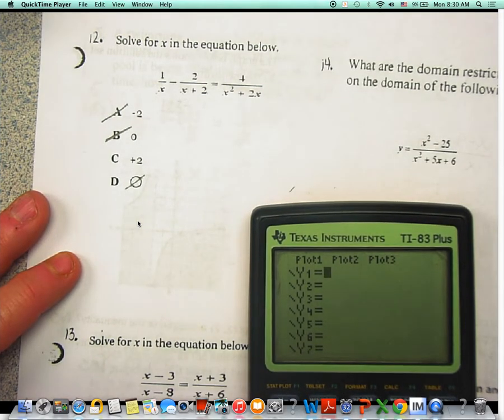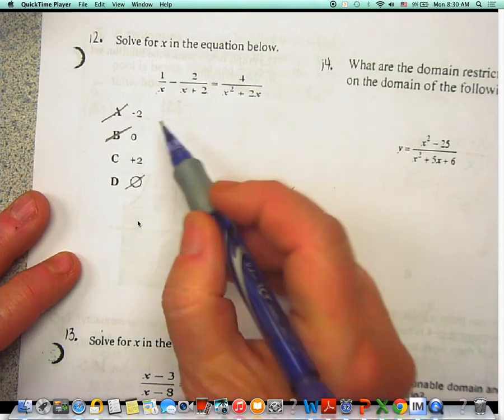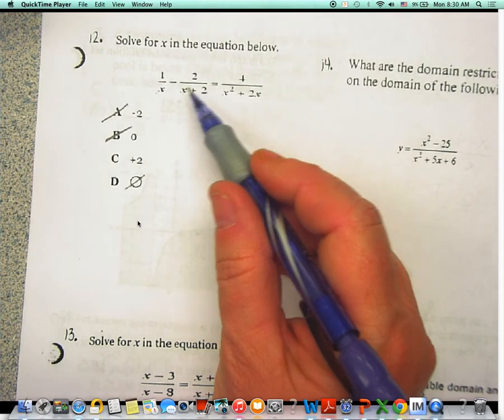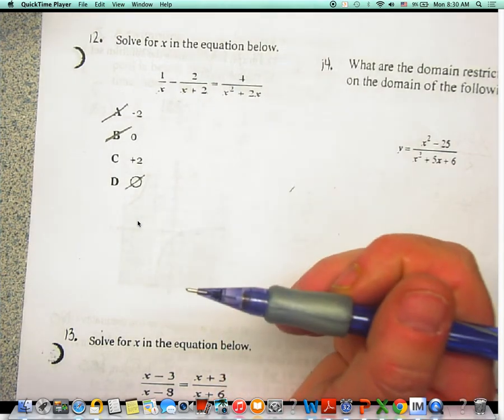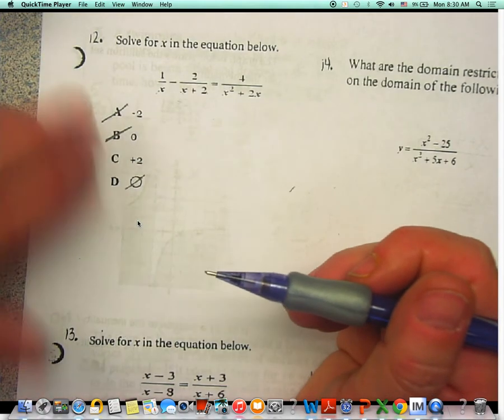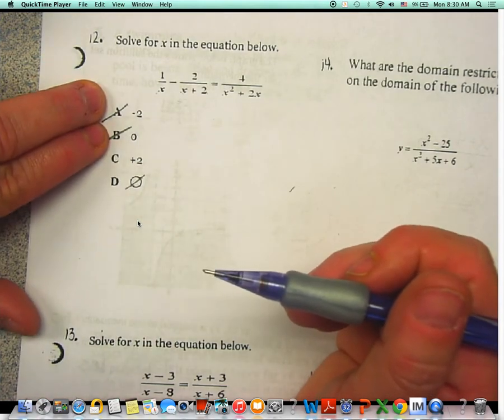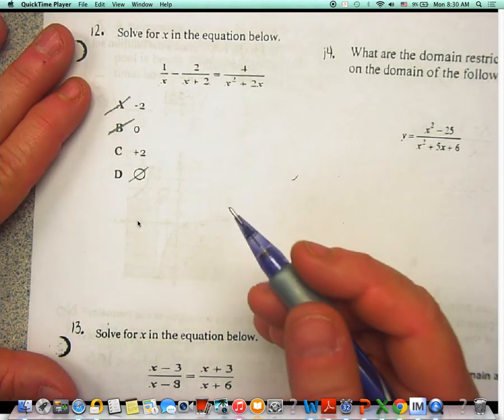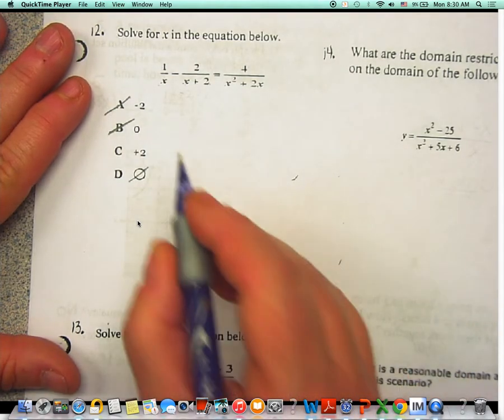If when we solve it, we get an answer that makes it a 0 down here, then it would be no solution. Okay. So we've got to solve it, but at least you eliminated those two. So if you have to guess, you have a 50% chance, right? Okay, we are going to work it though.